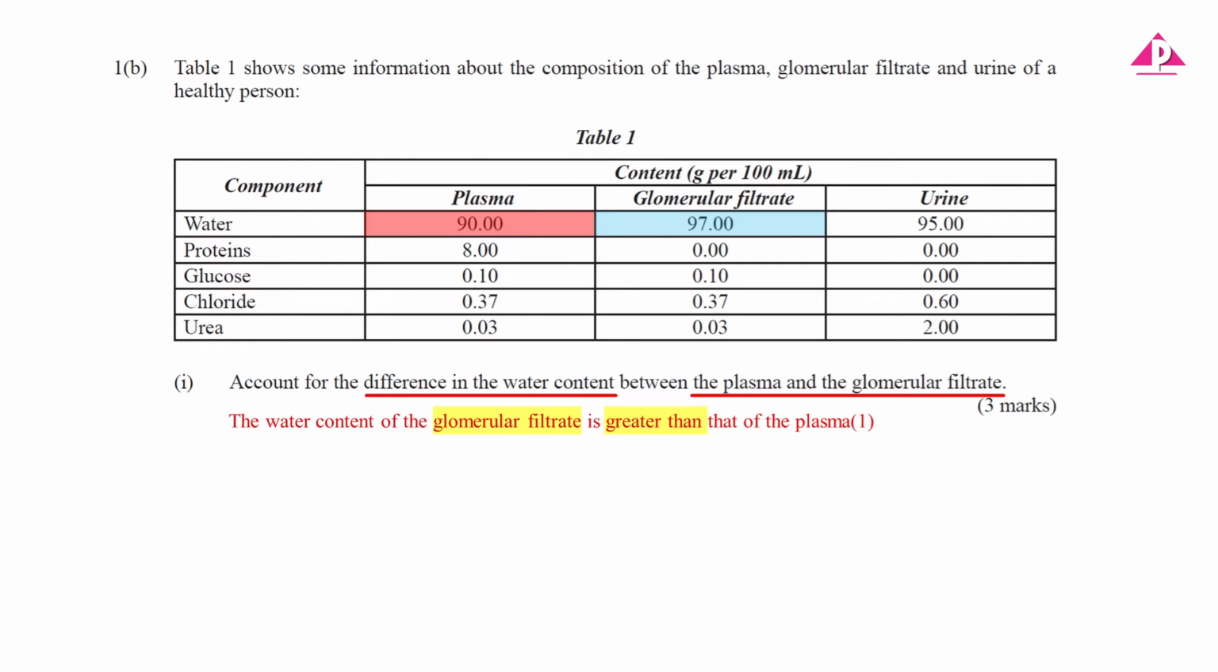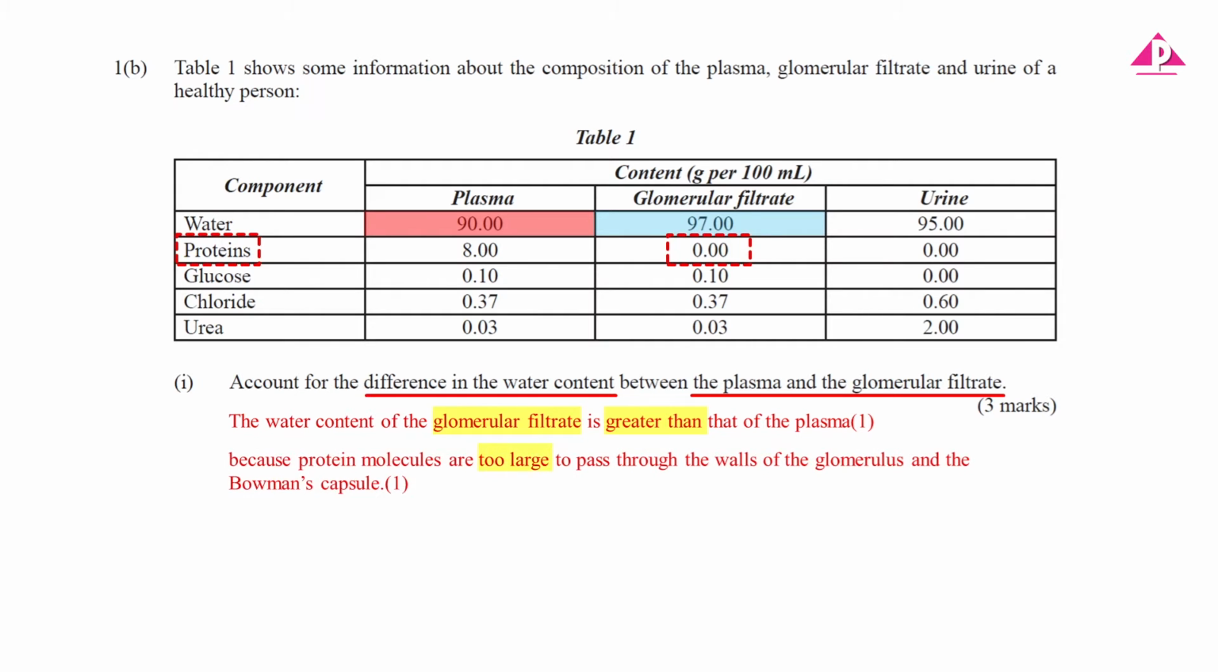Look at Table 1 again. The glomerular filtrate has a similar composition to the plasma, except that no proteins are found in the filtrate because protein molecules are too large to pass through the walls of the glomerulus and the Bowman's capsule. The proportion of water in the glomerular filtrate thus increases.